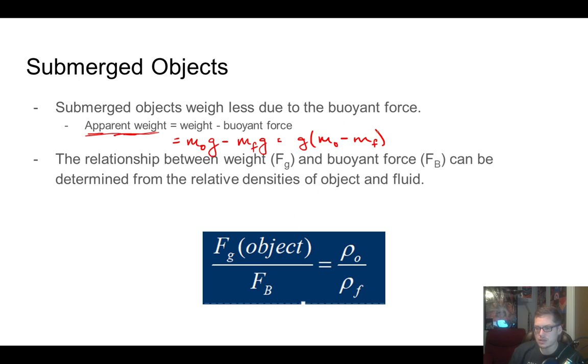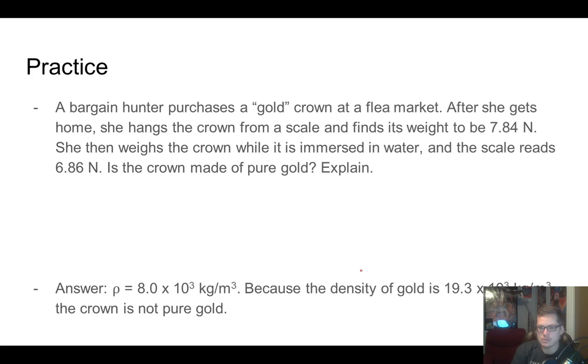Okay, so we can take this idea here and do a little bit of rearranging and putting in formulas and densities, and we come up with this idea. Now, this idea is actually very important. The force due to gravity on the object over the buoyant force is always equal in ratio to the density of the object over the density of the fluid. Okay, and we're going to refer to that several times in our practice problems here.